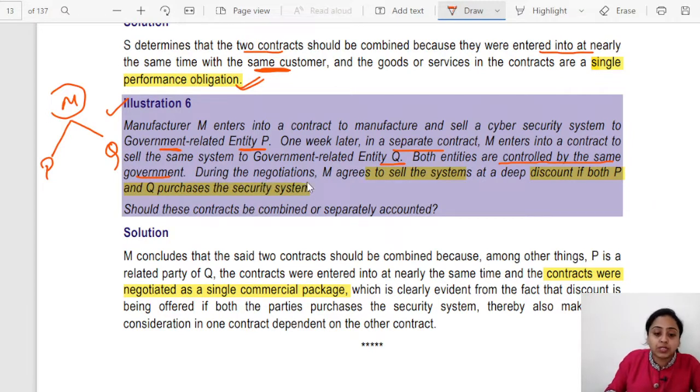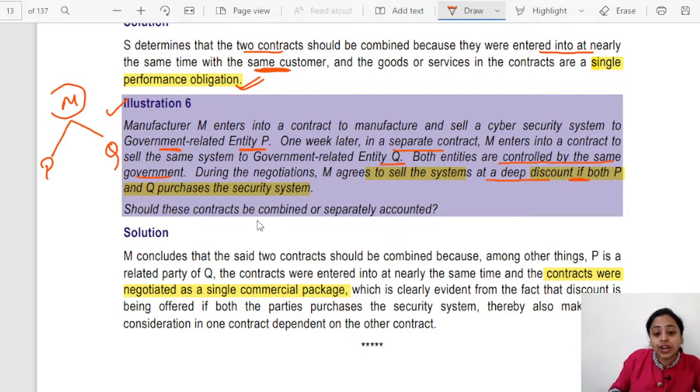During the negotiation, M agrees to sell the systems at a deep discount if both P and Q purchase the security system. So is it dependent? Are both the contracts entered separately, but is there high dependence that if P purchases, then only Q will be getting the discounts? Okay, is it highly interrelated, highly dependent? Okay, therefore it should not be considered separately, it should be considered as one.